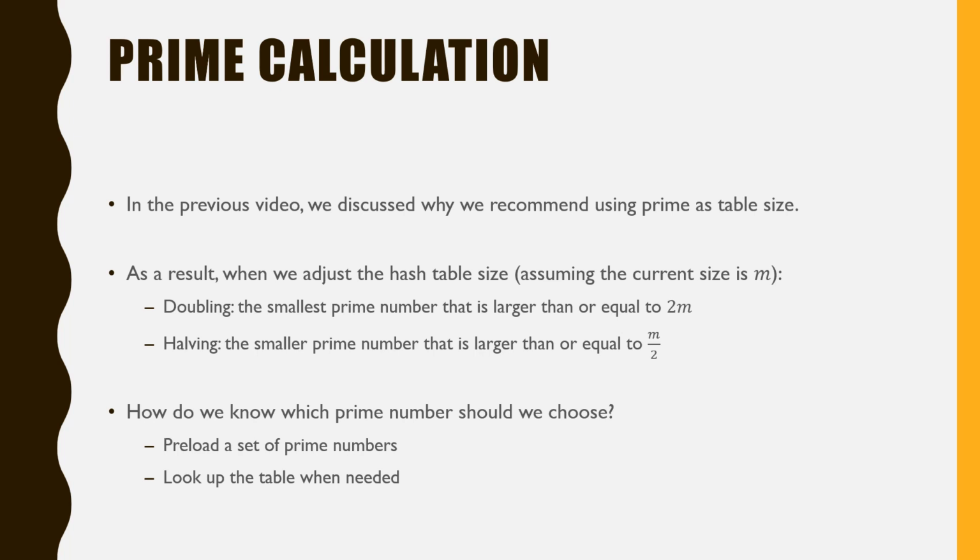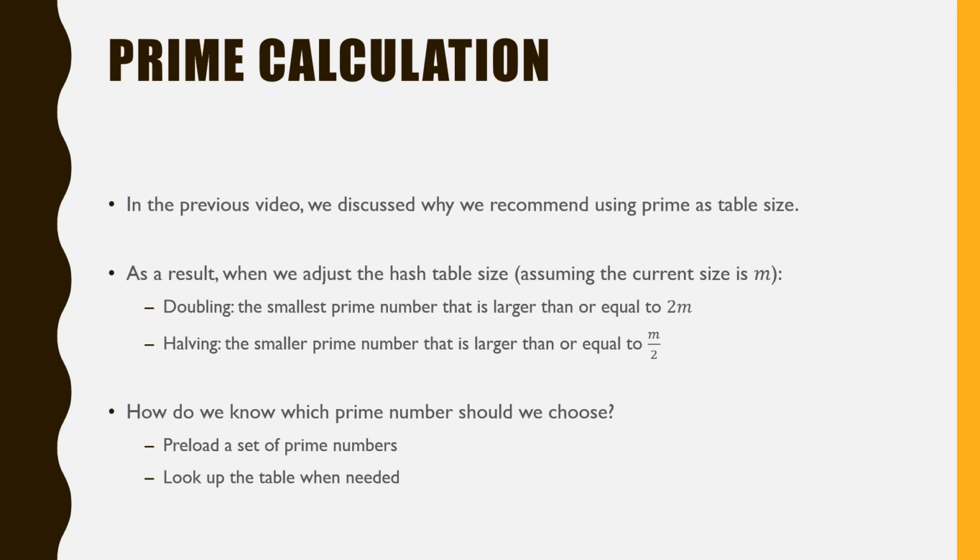Finally, I would like to add a note regarding the hash table size selection. Recall that in the previous video, we discussed why we should use prime numbers as hash table size. As a result, when performing table doubling with an existing size of m, the target table size will be the smallest prime that is larger than 2m. Similarly, when performing table halving, the target table size will be the smallest prime that is larger than m over 2. You can see that we accept a bit of space waste to ensure a constant time complexity of the operations.